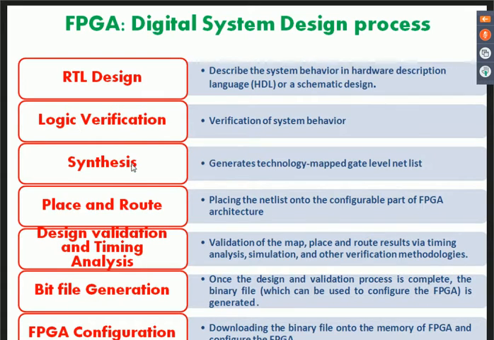And then we can send that synthesized RTL netlist for place and routing. In place and routing, we place all the gates of the netlist in the configurable area of FPGA, and then we provide the routing between them. That means we place all the gates in configurable logic blocks of FPGA, and then we provide the routing between the configurable logic blocks. After placing the gates and providing the routing, we go for verifying the design again and testing the timing analysis.